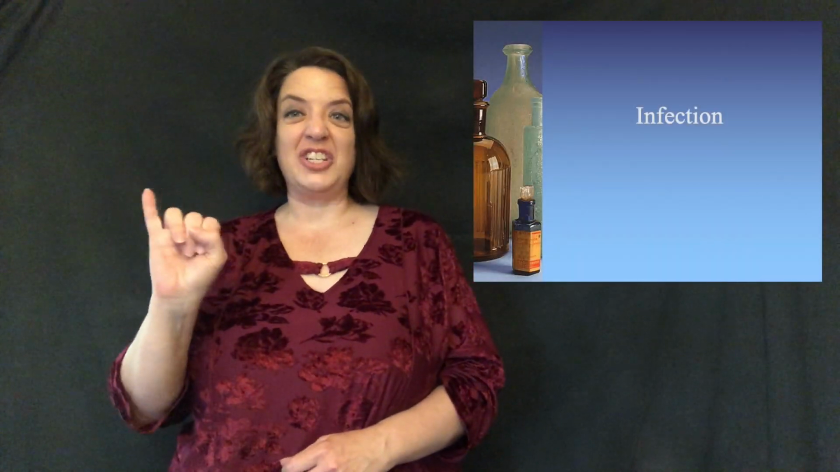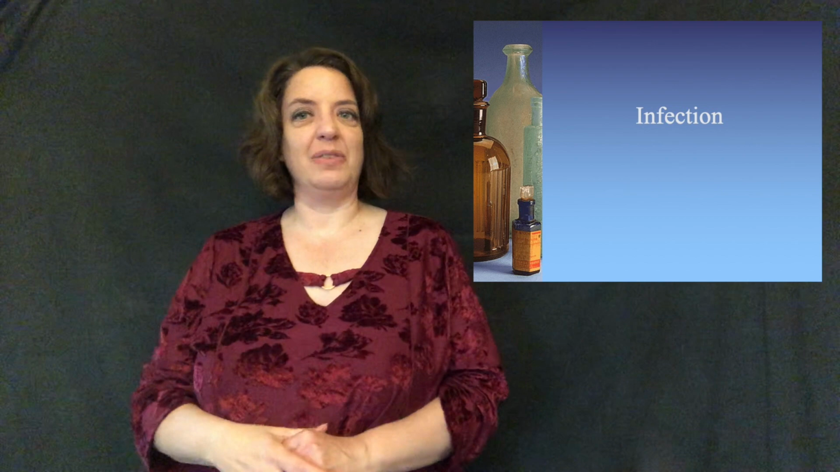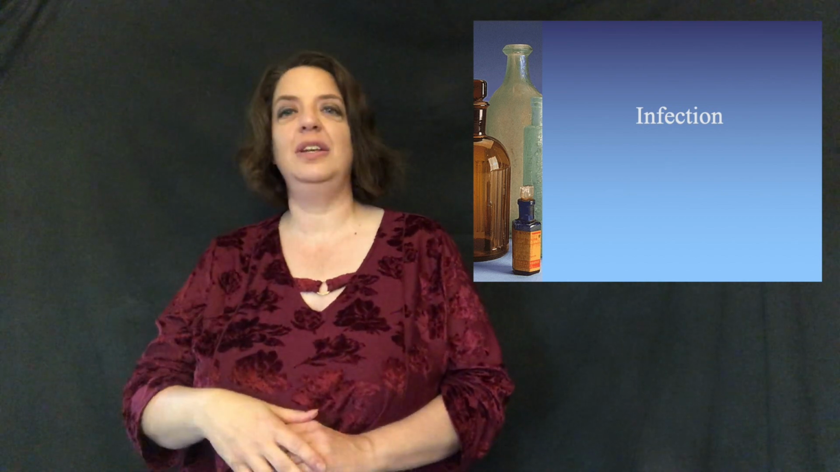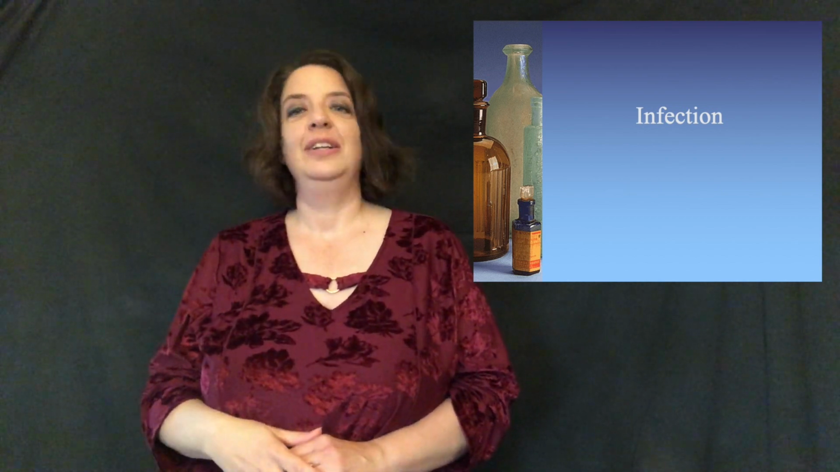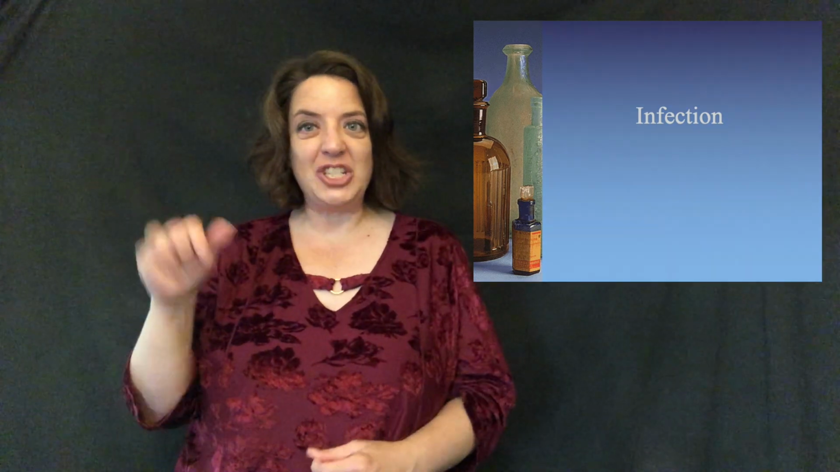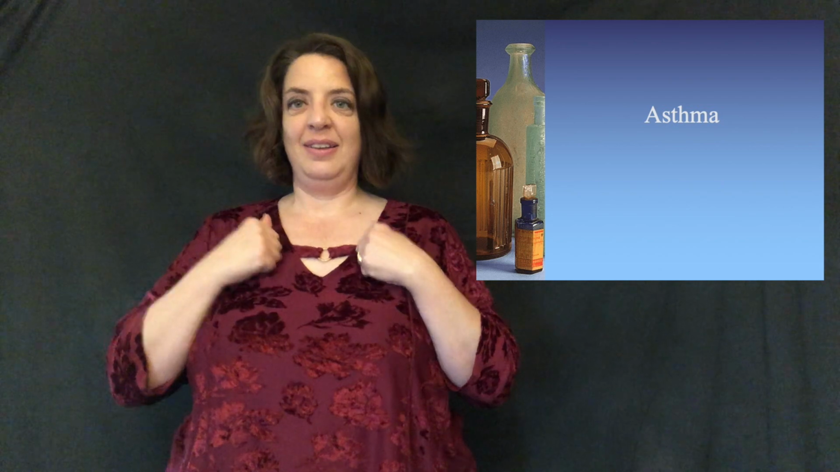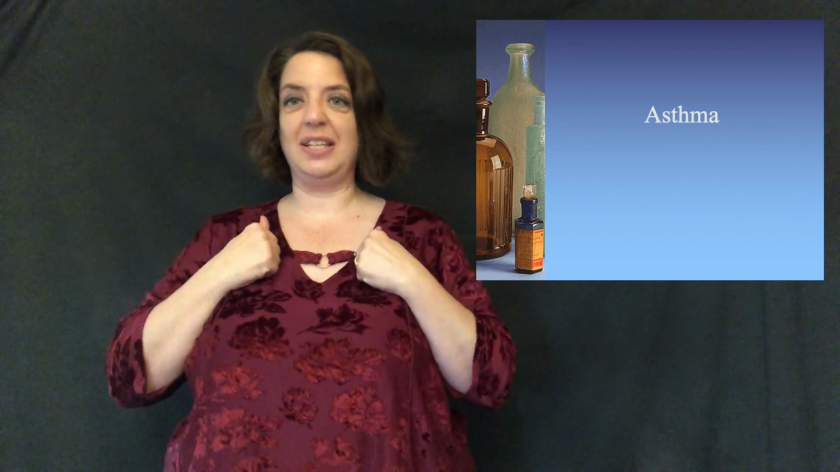Next is infection. It's an eye that shakes back and forth. So you might have an ear infection, you might have an eye infection, right? You might have a sinus infection. Next is asthma. So it's an A hand shape on your chest, and then it shows that labored breathing.